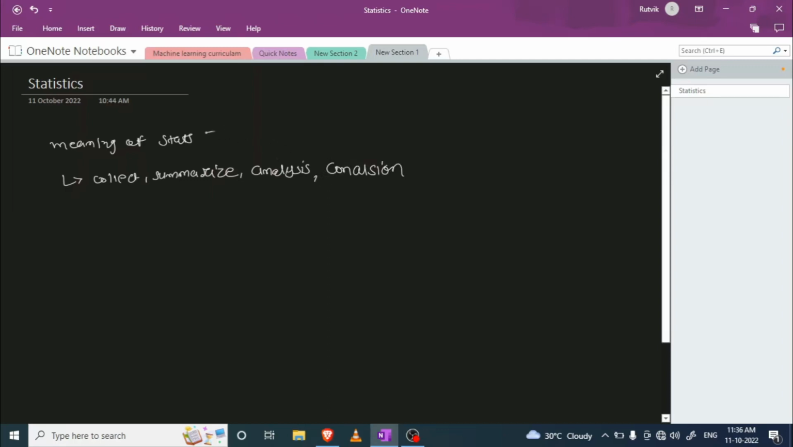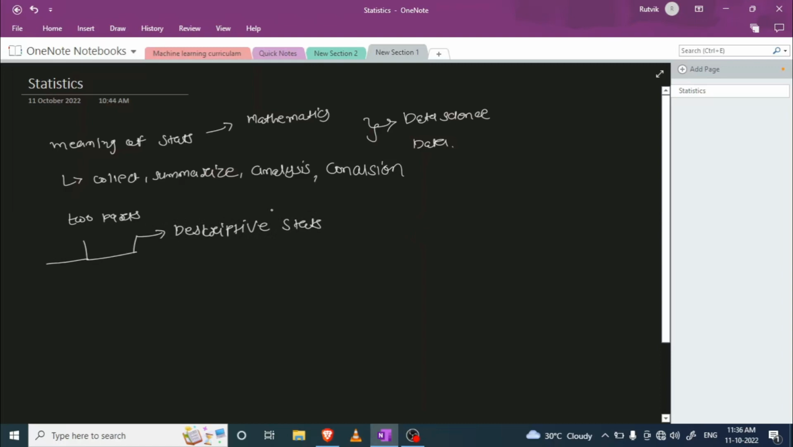As you know, statistics is one branch of mathematics, and it is most useful in data science because in data science we are working with data. That's why statistics is the most important tool in data science. Statistics is divided into two parts. The first part is descriptive stats.